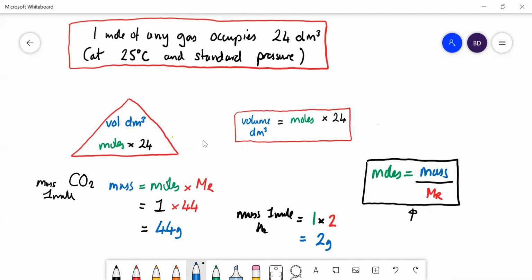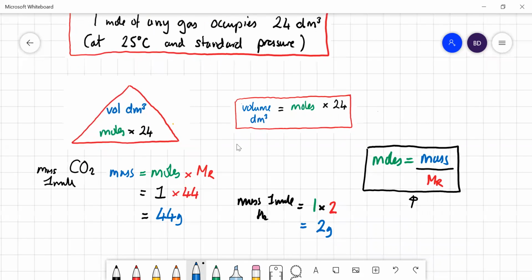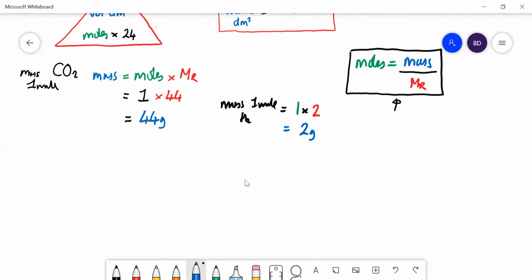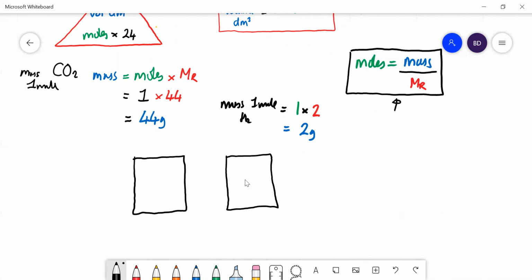Now, how come it doesn't really seem to matter the size of the molecule, how much space it takes up? Well, we can have a little think about that. I'm just going to draw a box, and this is a cube of 24 dm cubed. I've got another one here, and I'm going to do it for CO2: 6 times 10 to the 23 molecules of CO2. I'm only going to draw 5 because it takes too long to draw that many.